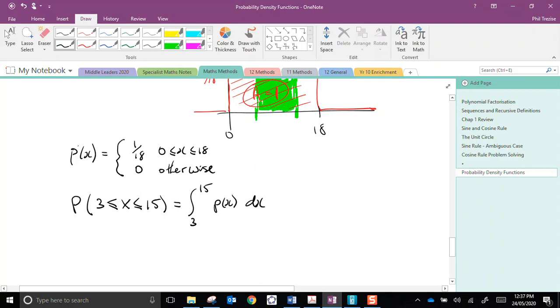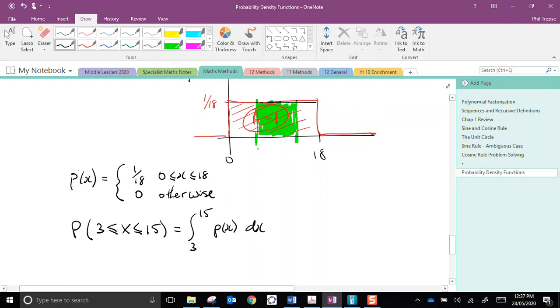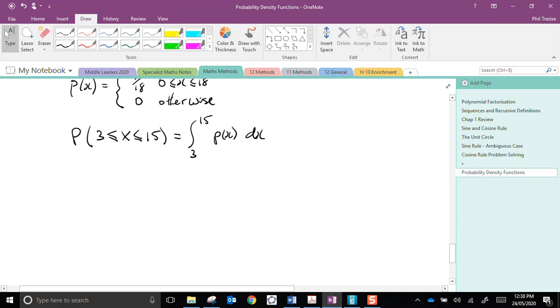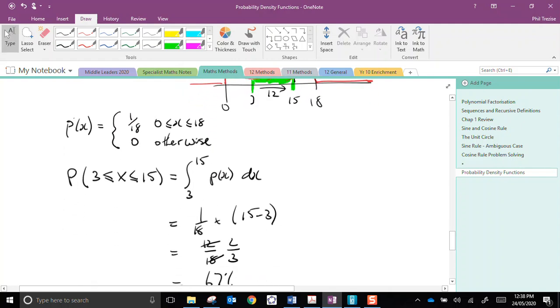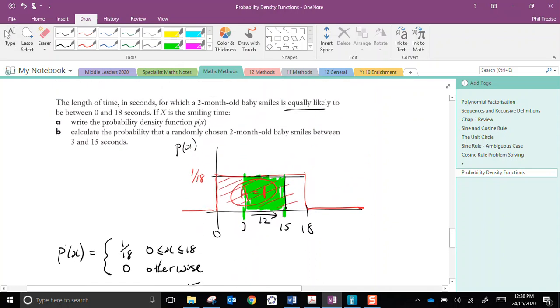We can do lots of complicated maths, or we could just work out the area of a rectangle. If that's 3 and that's 15, then the width of this little interval here is 12. We know the height is 1 over 18. So although it might be nice to write the integral, it is going to be much, much faster if I go 1 over 18 by 15 take 3. That's 12 over 18, which cancels to 2 over 3. There is approximately a 67% chance that a randomly chosen baby will smile for between 3 and 15 seconds.